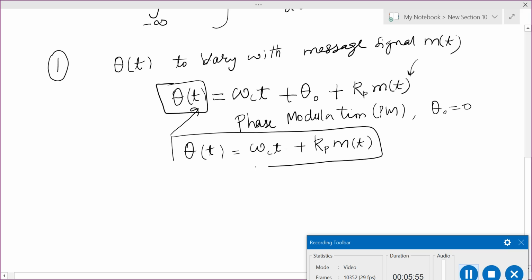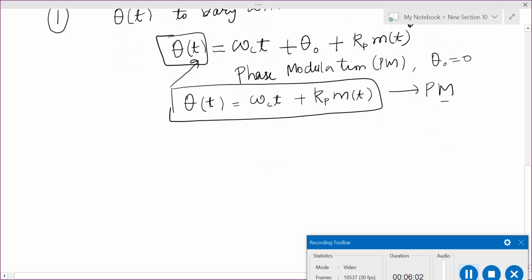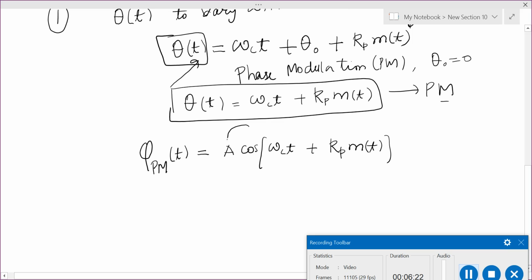Okay, this is the relationship for phase modulation. Our phase modulated signal we can write as, I denote that by phi_PM(t), that is equal to A cos(omega_c t + k_p m(t)). Later on we will see how to plot a phase modulated signal for a particular message signal.